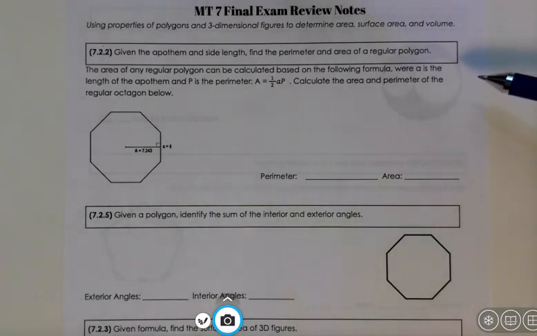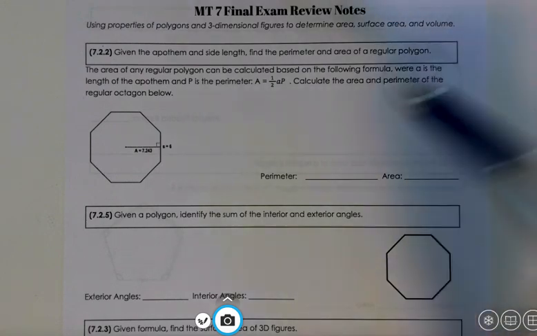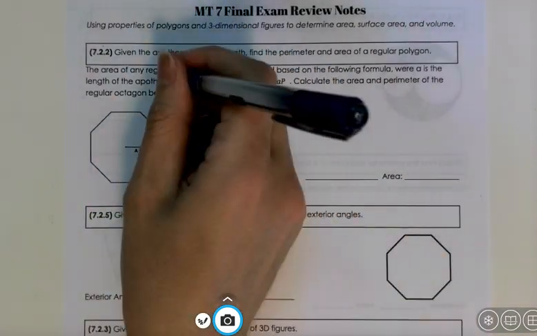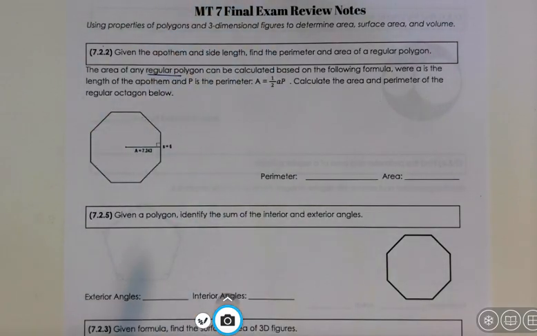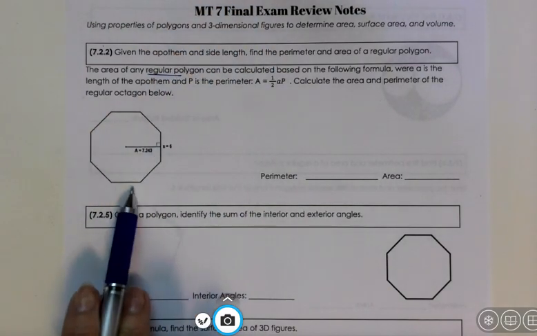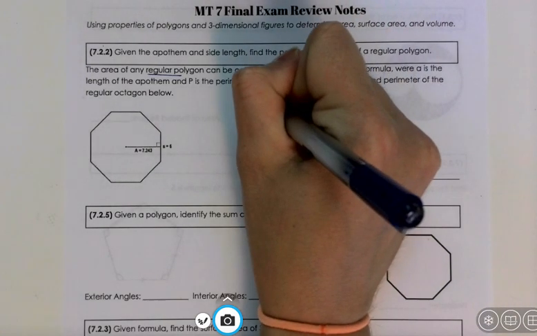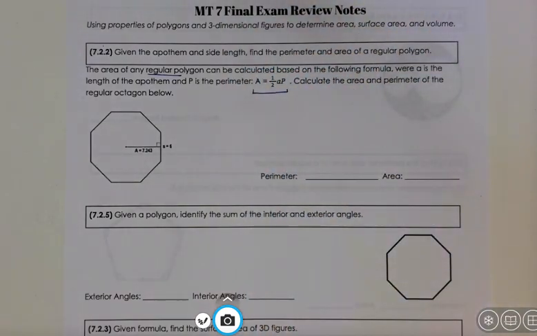So we're going to start with 7.2.2, and we have this problem, the area of any regular polygon. When it says a regular polygon, that means that all of my sides are the same length. The area of any regular polygon can be calculated based on the following formula, where a is the length of the apothem and P is the perimeter. So we have this formula, and we want to calculate the area and the perimeter of the regular octagon below.